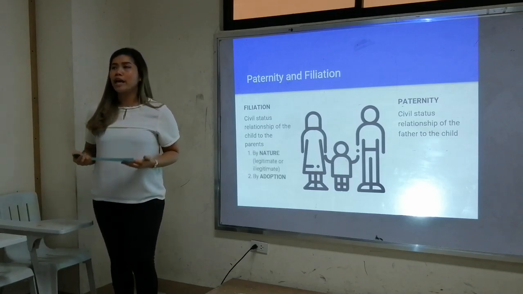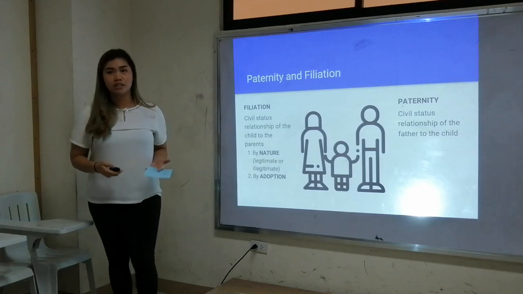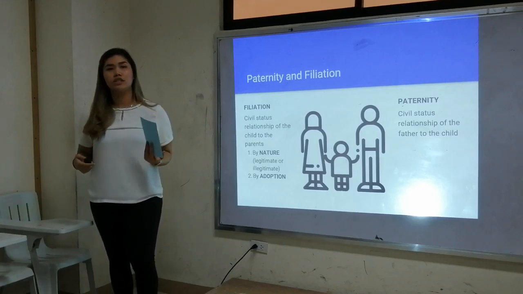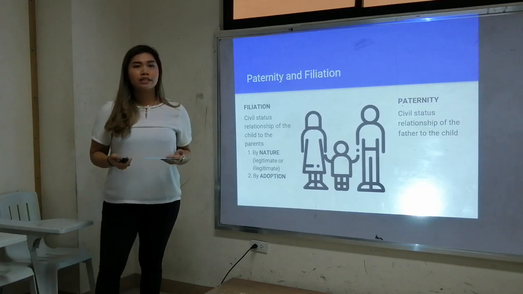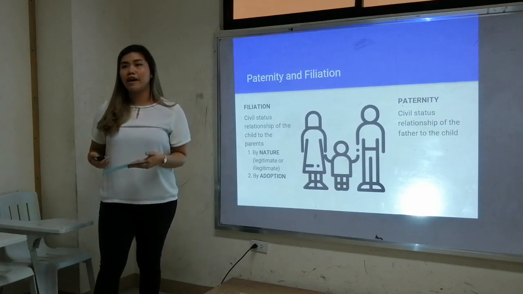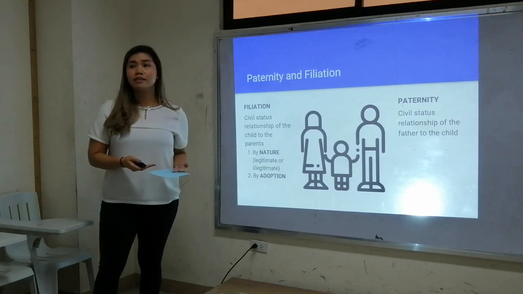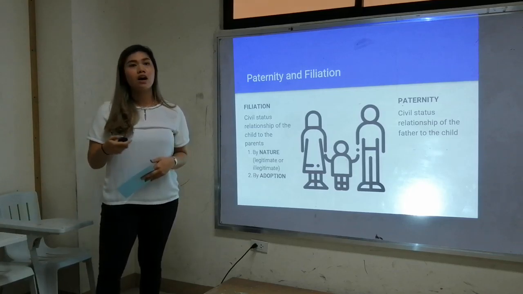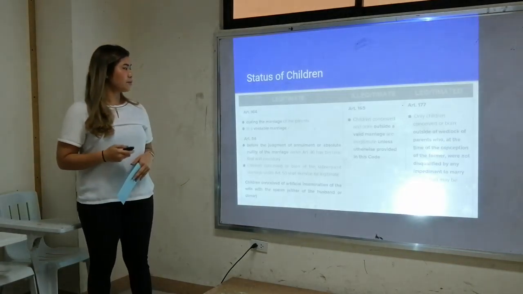Okay, so there are two types of filiation. First is filiation by nature, and the second is by adoption. Our discussion will just focus on by nature. When we talk about by nature, we are trying to identify whether a child is legitimate or illegitimate. In this chapter, we will be focusing again on legitimate. So when is a child legitimate?